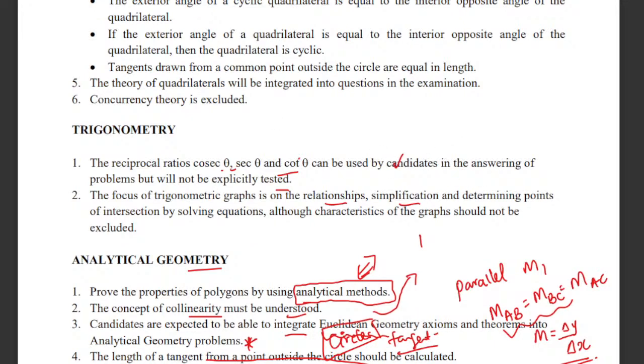Okay, the first part is the one that tests on the ratios. With those ratios, we normally use SOH CAH TOA or something. I don't know how people remember this, but that's what I use. So you need to remember the trig ratios, and remember these trig ratios only work with right-angled triangles.